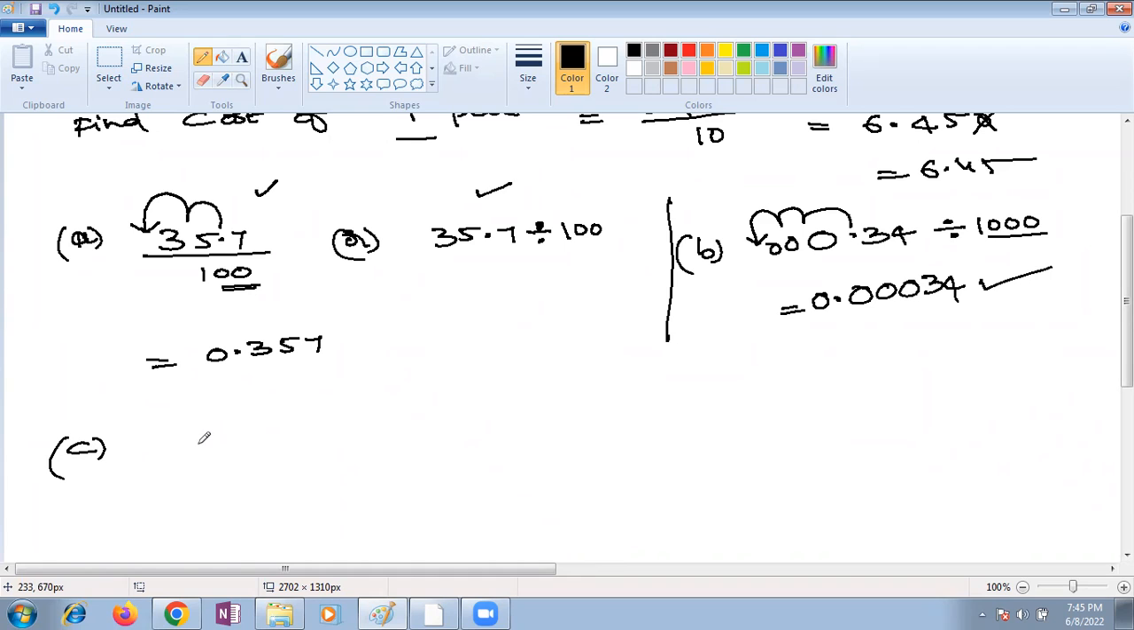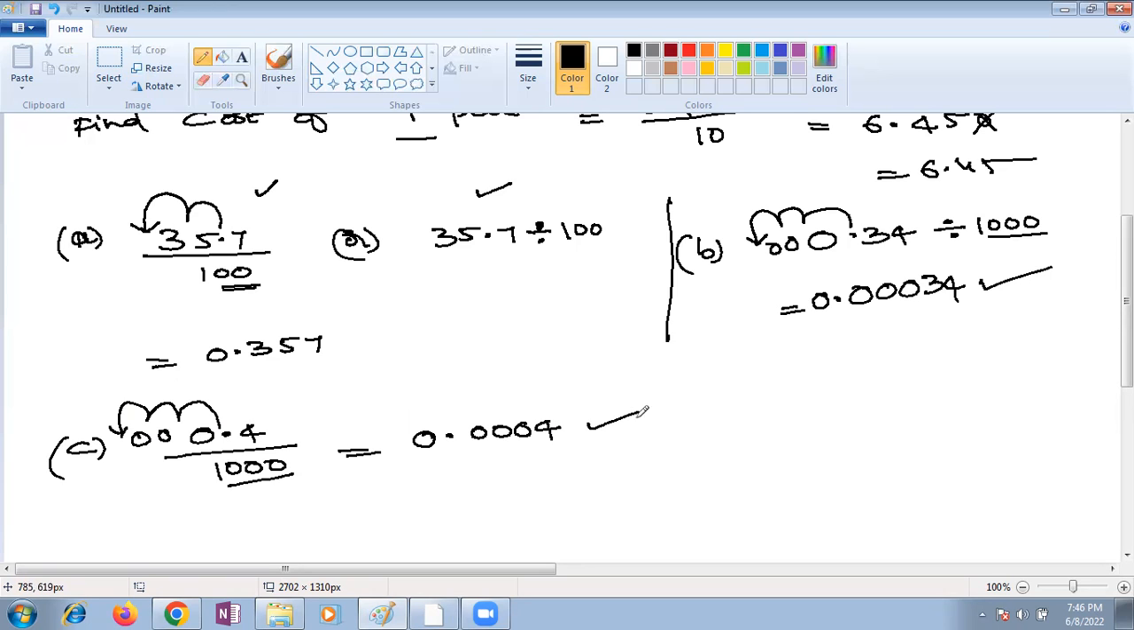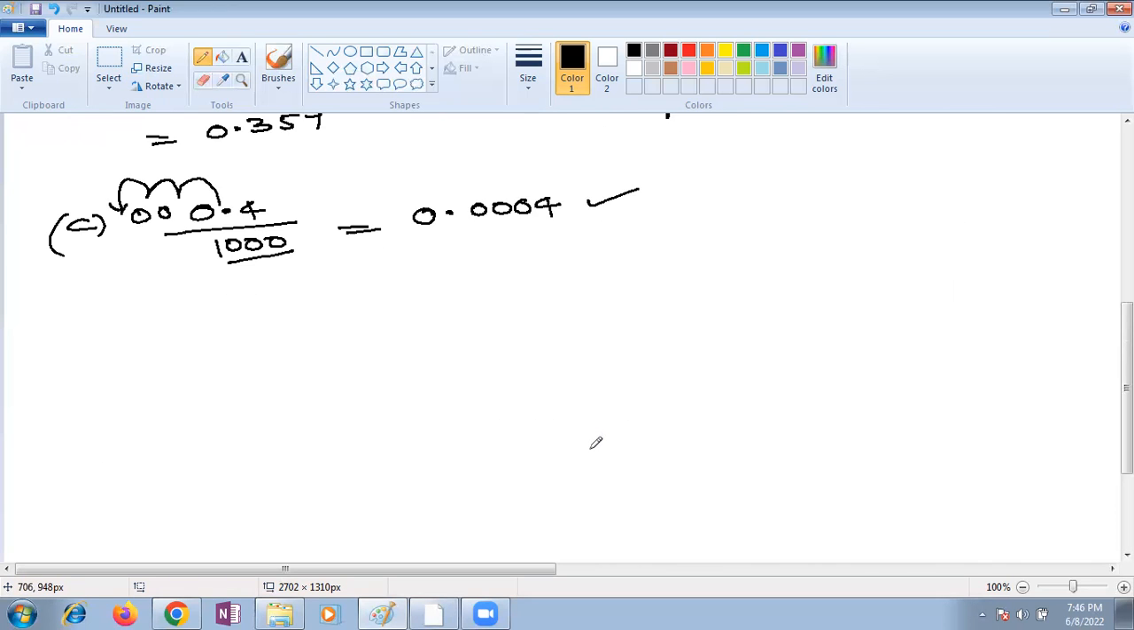Ma'am, with 100 and 1000, multiplication and division are much easier. 0.4 divided by 1000. Ma'am, 3 zeros, 1, 2, 3. 0.0004. Very good. There are 3 zeros, so you need to jump 3 places towards the left side. Ma'am, I thought it's multiplication. Don't confuse, Rishikesh, multiplication and division.